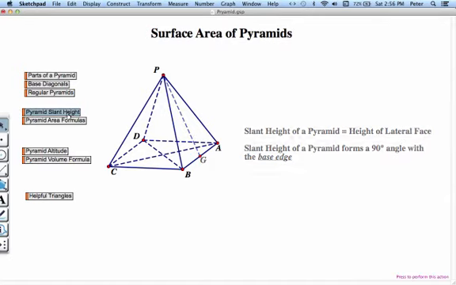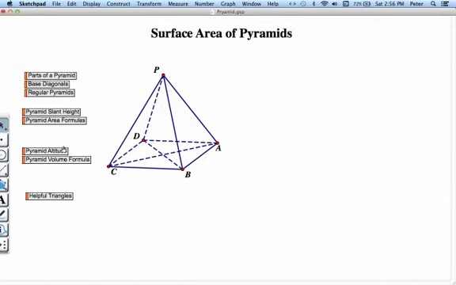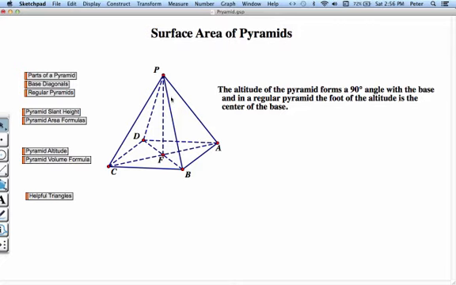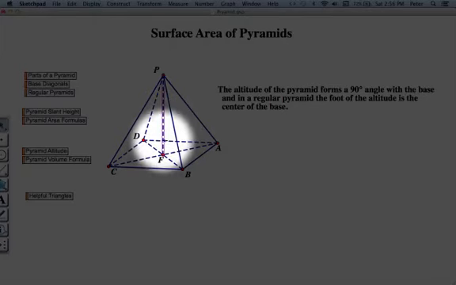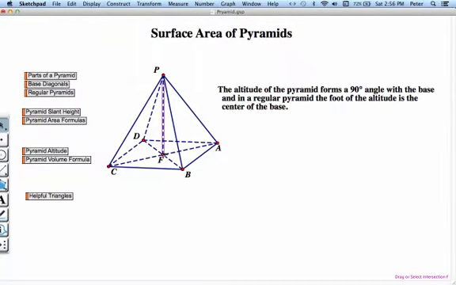Okay, let's take a look at one other part of a pyramid that's going to become useful in this chapter, but not in this section, and that's the pyramid's altitude. The altitude stretches from the vertex to the base, and it meets the base at 90 degrees. For a regular pyramid, this will be where many of the diagonals meet. It's also going to be the center of the pyramid if the pyramid is a regular pyramid.